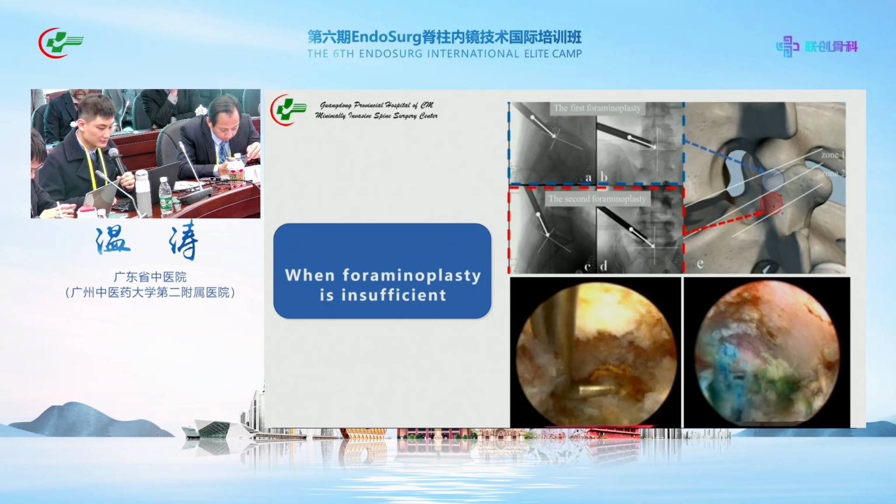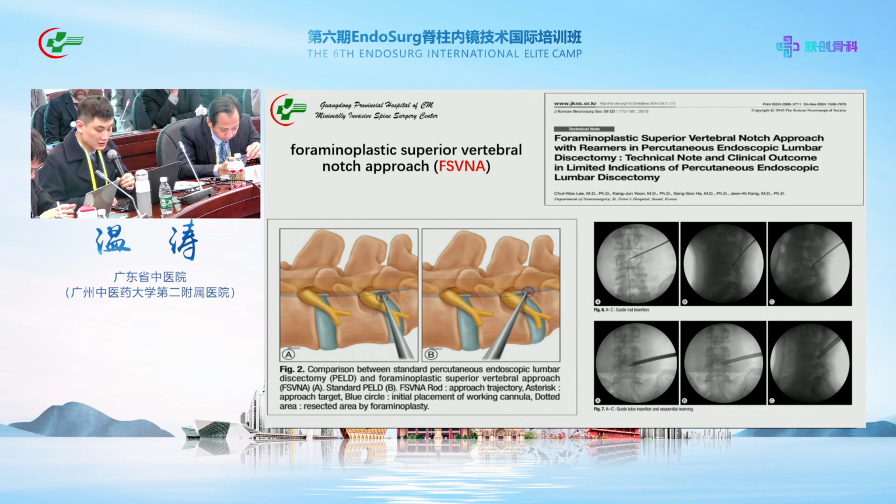In order to perform foraminoplasty safely and efficiently, some lecturers have reported the approach of superior vertebral notch foraminoplasty. You can see in this picture, we point to the target at the superior vertebral body. Sometimes we need to resect some of the vertebral body here.